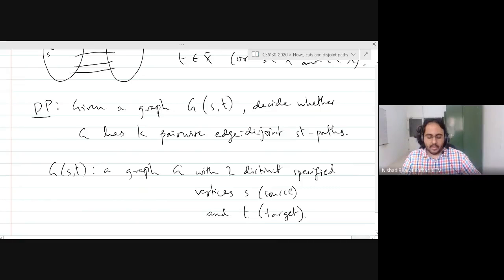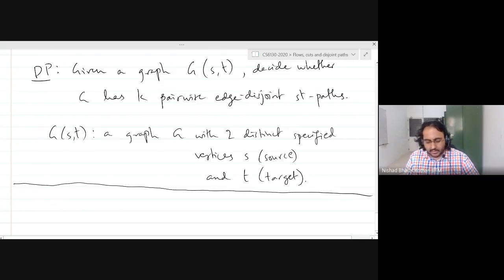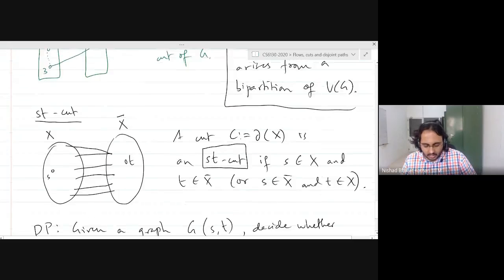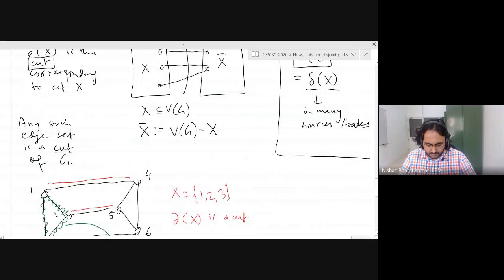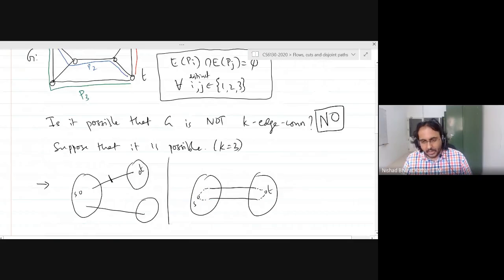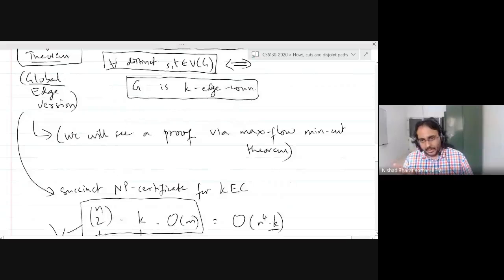Okay? So this is where we will start tomorrow. And we will see a local version, a local edge version of Menger's theorem. Right? And we won't prove that either. And we will prove that using max flow min cut. So after that, we will move on to max flow min cut. Okay? Are there any questions?